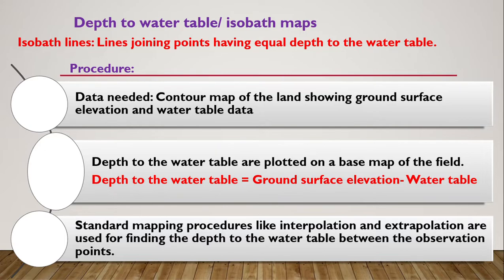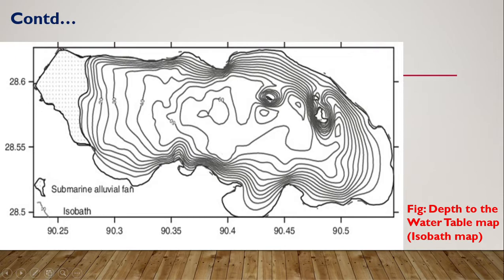There is also some data needed for this map. It is the contour map of the land showing ground surface elevation, and the water table data. We get the depth to the water table by subtracting the water table elevation from the ground surface elevation. Water table data we will get from the groundwater department, and ground surface elevation we will get from contour maps. By subtracting these two values we get the depth to the water table at a particular location. For getting more points having the depth to the water table, we have to interpolate or extrapolate the points. This figure shows the depth to water table map.